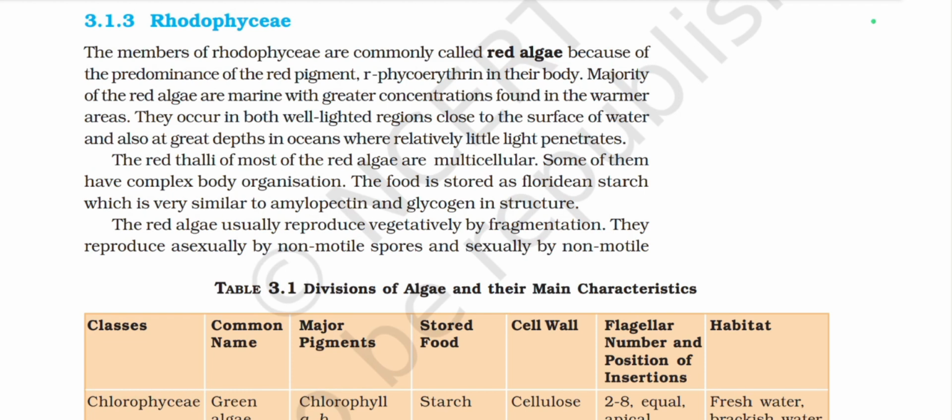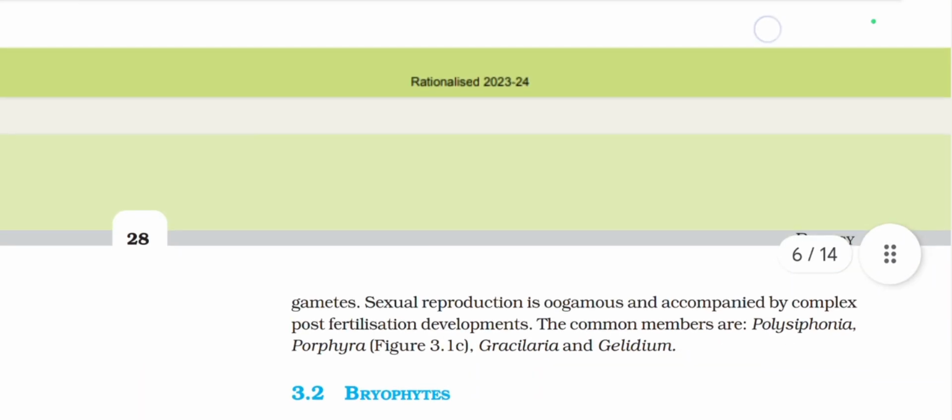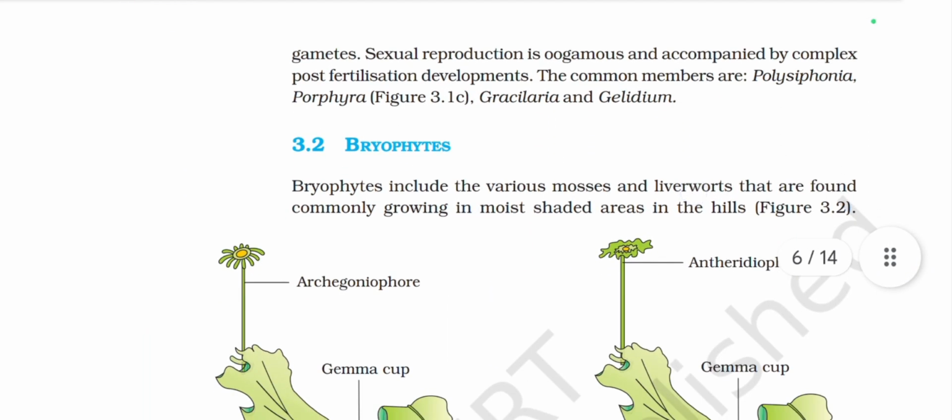The red thalli of most of the red algae are multicellular. Some of them have complex body organization. The food is stored as floridean starch, which is very similar to amylopectin and glycogen in structure. The red algae usually reproduce vegetatively by fragmentation. They reproduce asexually by non-motile spores and sexually by non-motile gametes. Sexual reproduction is oogamous and accompanied by complex post-fertilization developments. The common members are Polysiphonia, Porphyra, Gracilaria, and Gelidium.